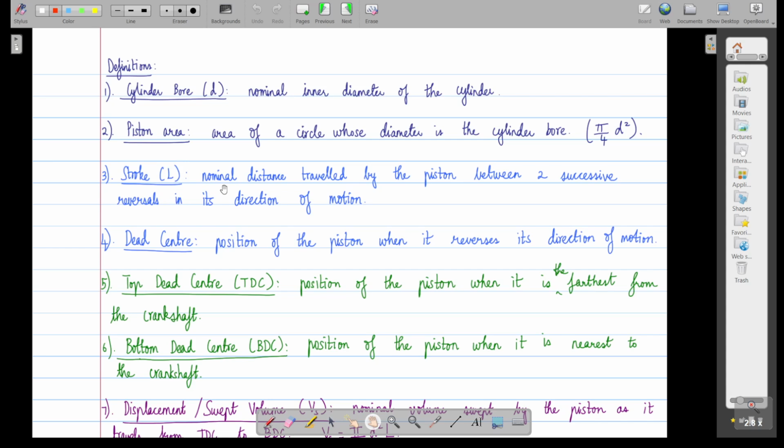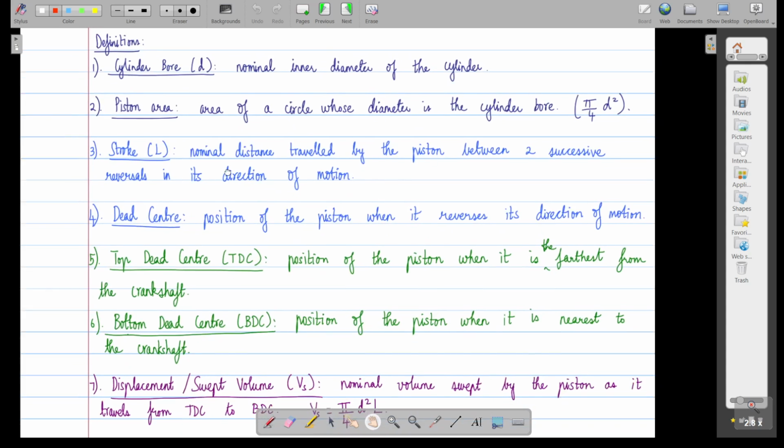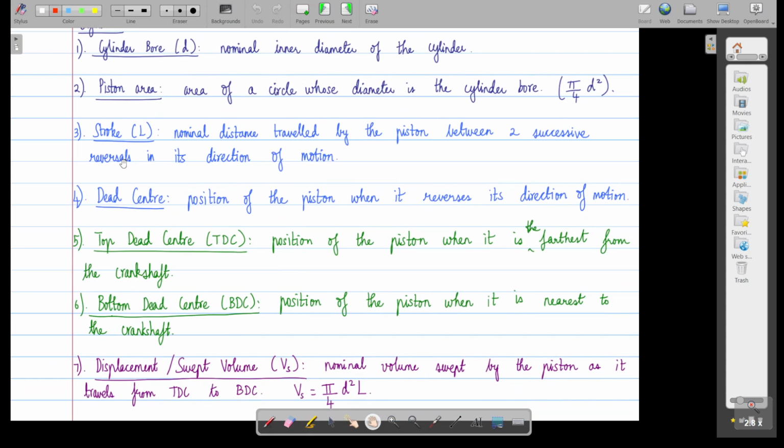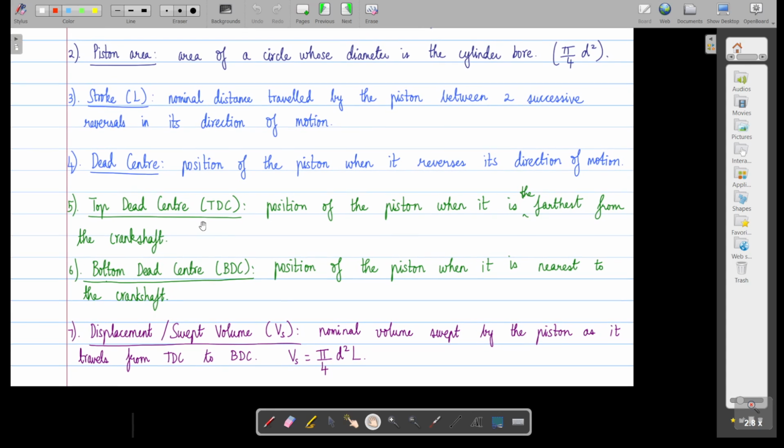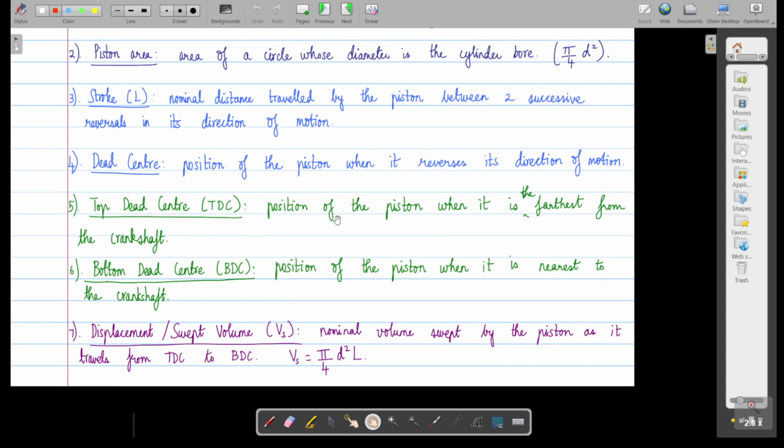Then the stroke, that is the distance traveled by the piston between the two successive reversals, that is, the dead centers. I'm talking only about the reversals here, so it is actually the dead centers. What is the dead center position of the piston when it reverses its motion? The top dead center, TDC, is the position of the piston farthest away from the crankshaft, and the bottom dead center is the position of the piston nearest to the crankshaft.